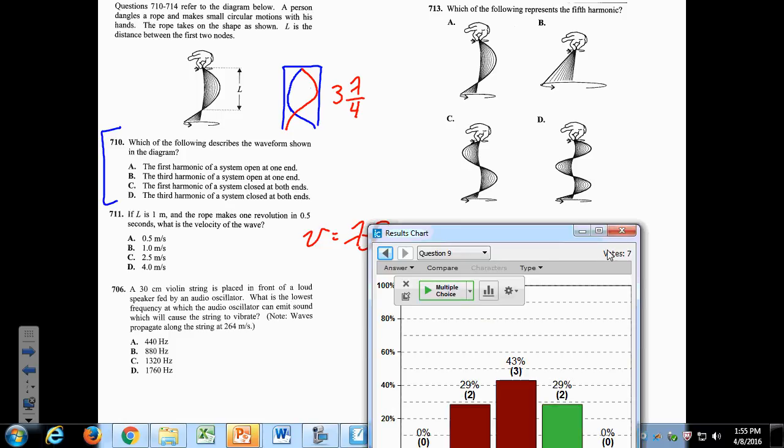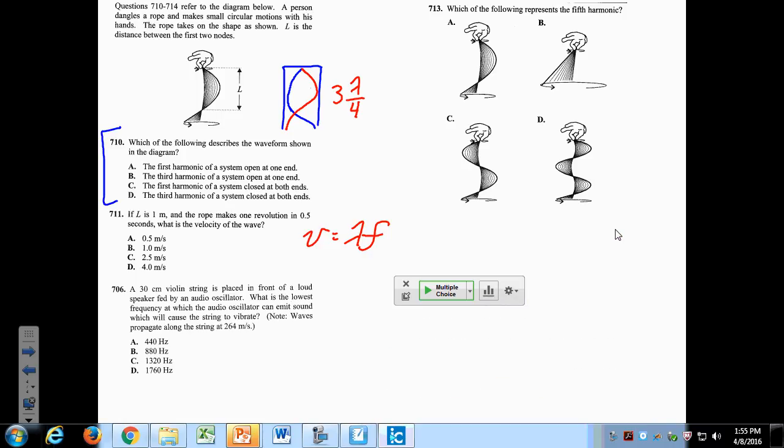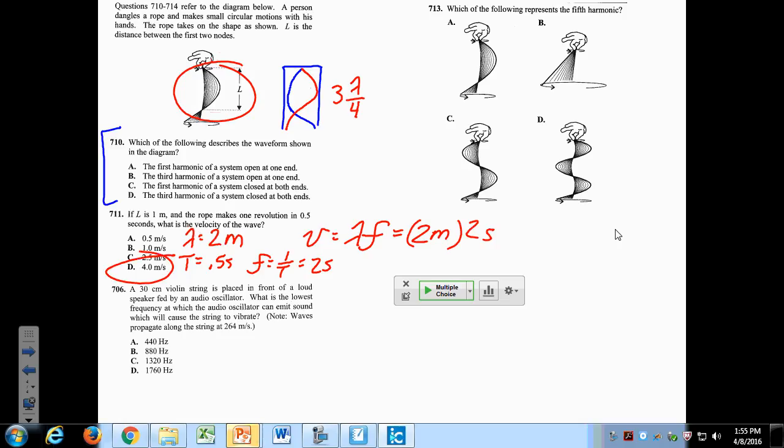All right, the answer here is D. Let me show you. So first of all, you need to recognize that my L here is 1 meter, so my wavelength is equal to 2 meters. Okay? And then further, if the period is 0.5 seconds, then my frequency is 1 over the period, which is 2 hertz. Okay? So now I'm looking for the speed. It's going to be 2 meters, that's my wavelength, times the frequency, which is 2 hertz. So the answer is D.